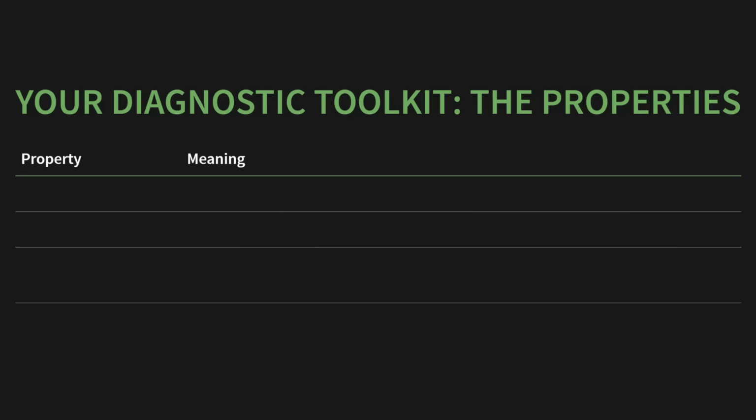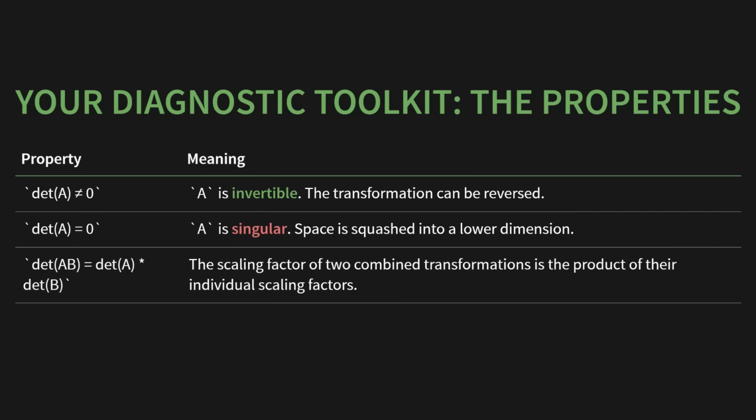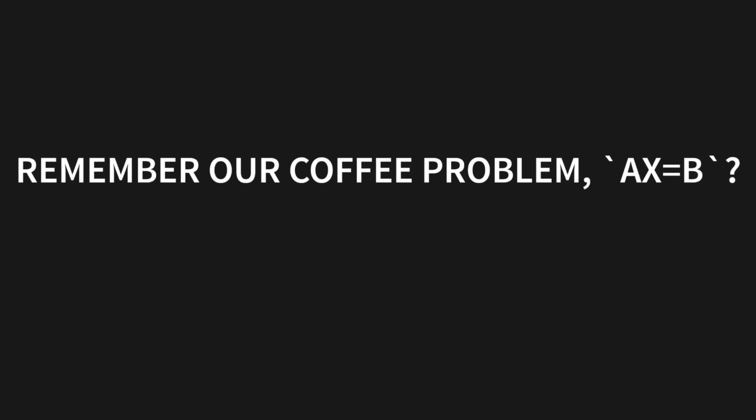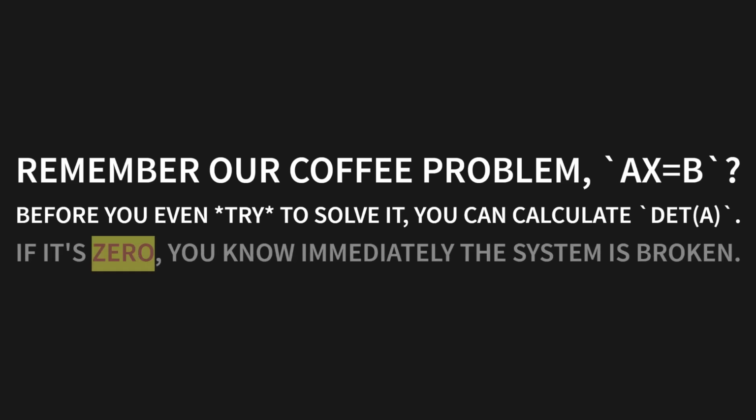These properties are incredibly useful. If the determinant of A is not 0, then A is invertible. The transformation can be reversed. If the determinant of A is 0, then A is singular. Space is squashed into a lower dimension. Here's a cool one. The determinant of AB is just the determinant of A times the determinant of B. So the scaling factors just multiply together. And that means the determinant of A inverse is just 1 over the determinant of A. It just reverses the scaling. Remember our coffee problem from earlier? AX equals B? Before you even try to solve it, you can calculate the determinant of A. If it's 0, you know immediately the system is broken.